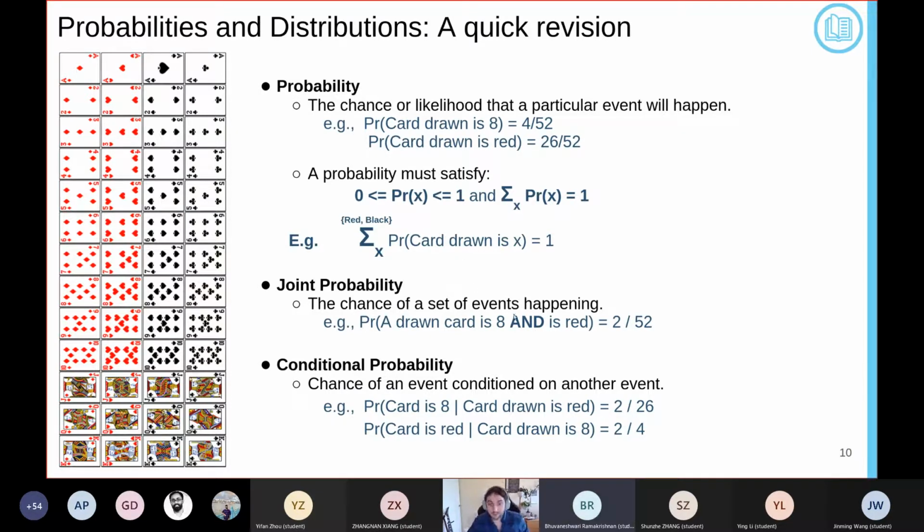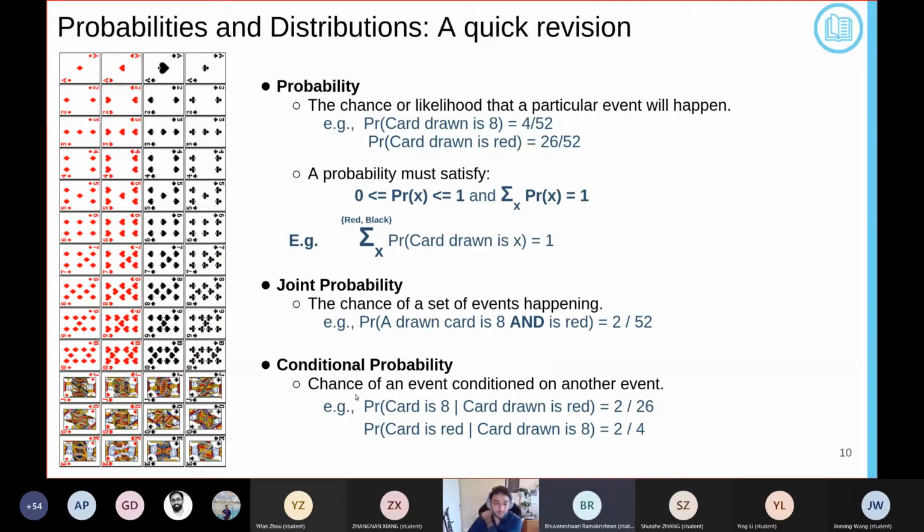And then you have these other things. So a joint probability, when something and something has to happen, is treated like this. So a drawn card is an 8 and red. You will see that an 8 and red is 2 over 52. You combine those two there. We'll explore other things later.